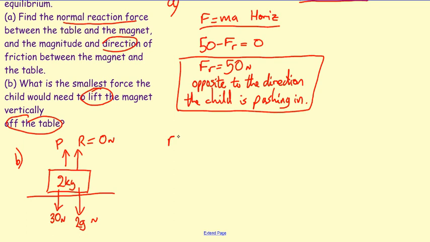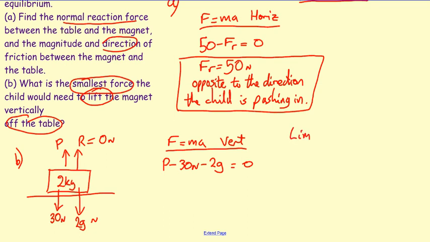So apply again, F equals ma vertically, and we're going to have the pulling force minus 30 newtons minus 2g equals 0. Now here, why 0? Because it's the smallest force. We're basically at a position where we call this limiting equilibrium.